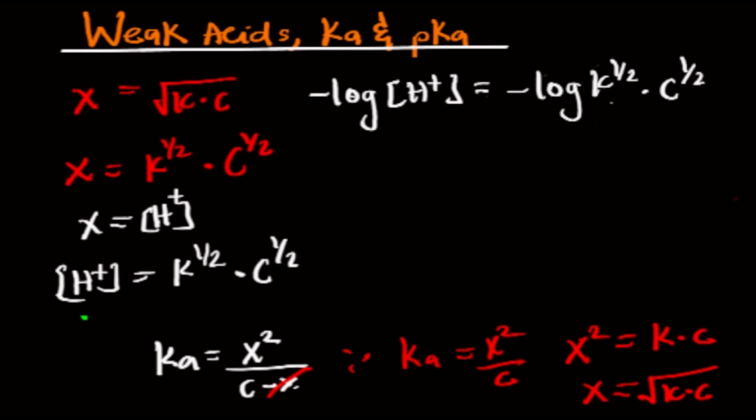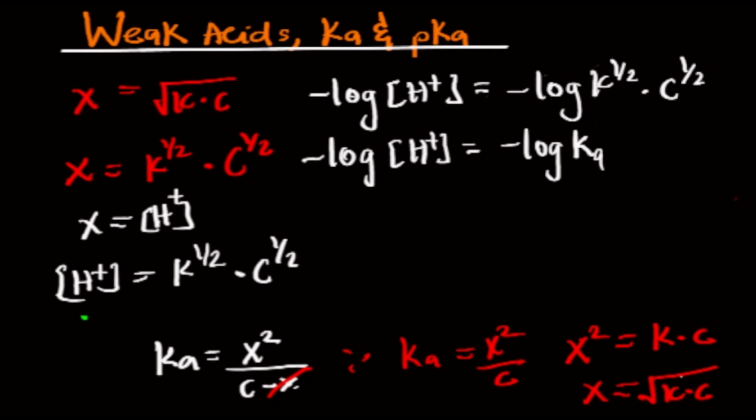So if we apply the logarithm identity here, the negative logarithm of the hydrogen ion concentration is going to equal the negative logarithm of Ka. To be specific, we have to put Ka here because we are talking about the acid dissociation constant. So it's Ka, then here is going to be minus the log of C raised to the power 1 over 2, if you apply the logarithm identity. Now from here, we can actually have this one to be negative logarithm of what?